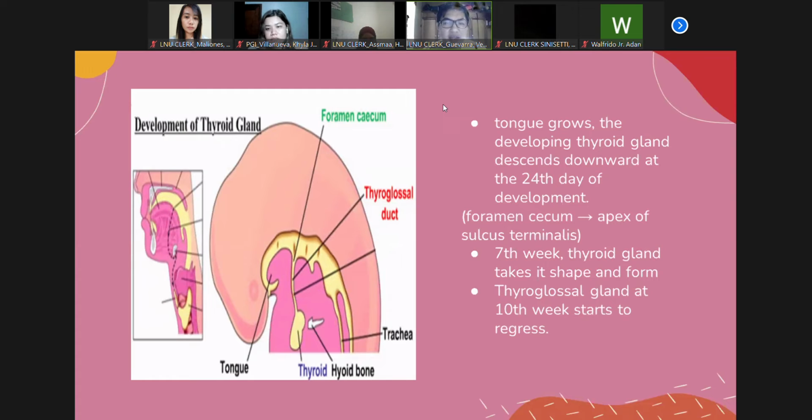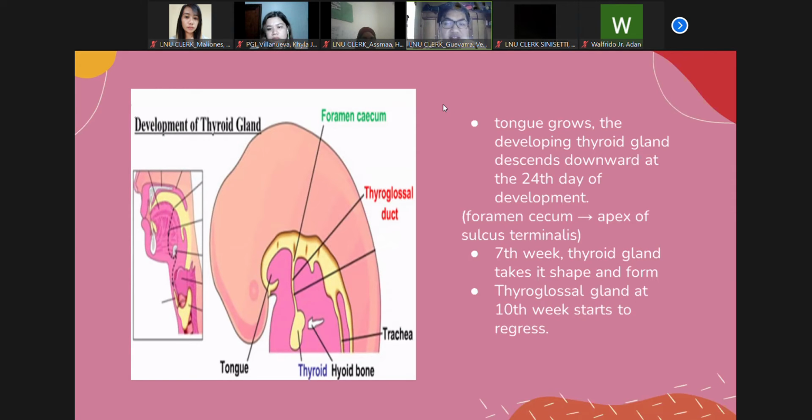The upper end of the duct persists in the dorsum of the tongue as the foramen cecum. The distal part of the duct may persist in 50% of people to form the pyramidal lobe, and it may be attached to the hyoid bone by the fibrous or smooth muscle levator glandulae thyroidea. The thyroid is connected to the developing tongue by a narrow tube called the thyroglossal duct.